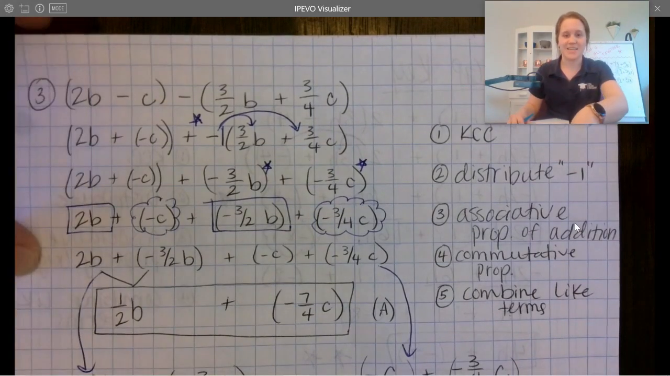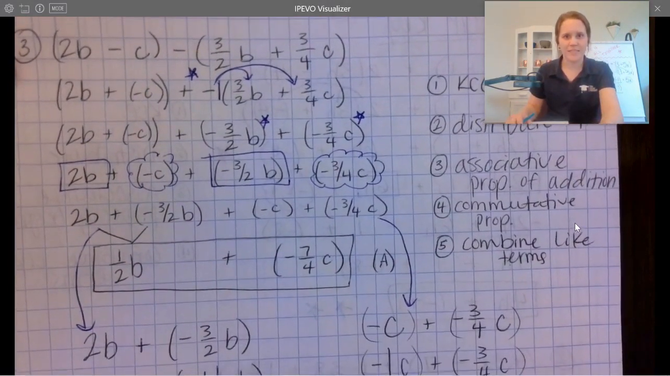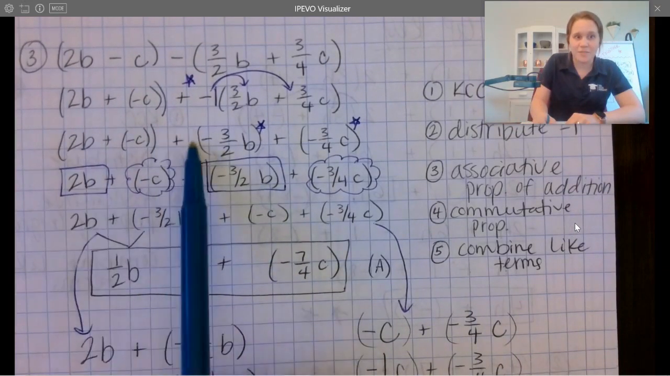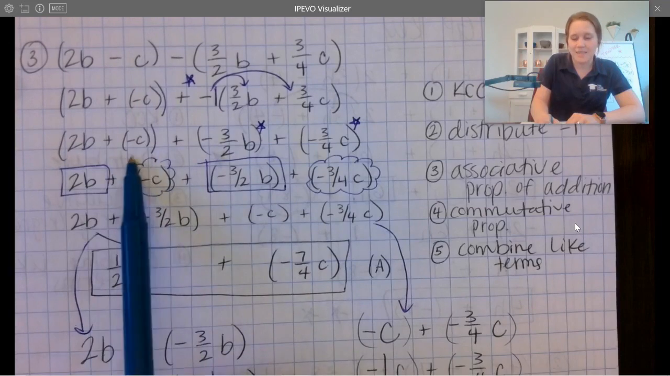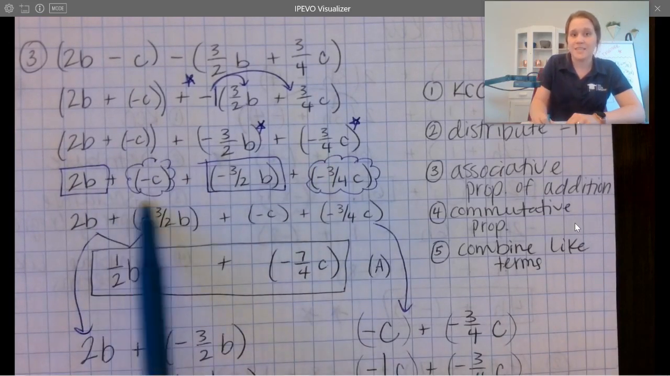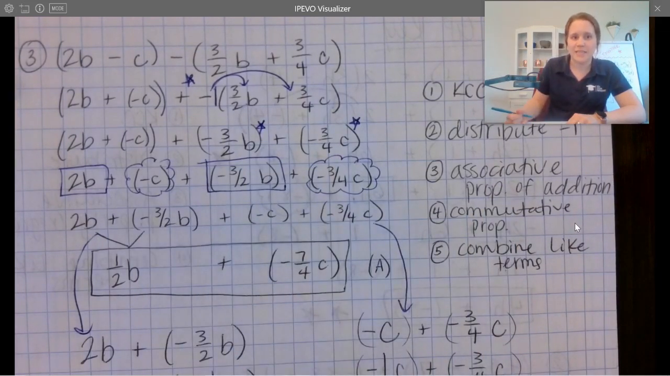Nice. I can't wait to see your independent practice today. This is such a good, spicy question. All right. After that, I have this set of terms inside the parentheses that doesn't need to be. It's all addition now, so I can just drop those parentheses. That's called the associative property. And then I'm just working on combining like terms.